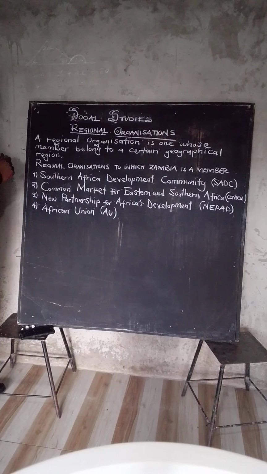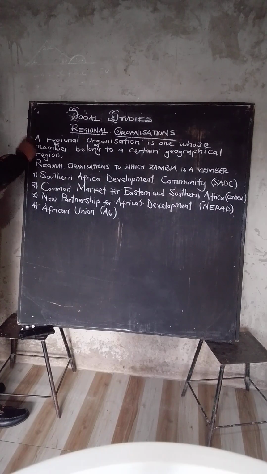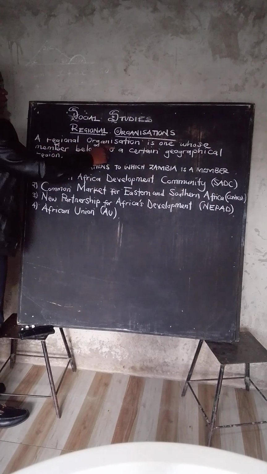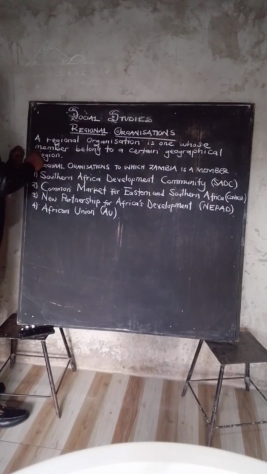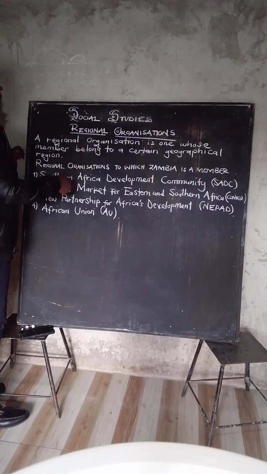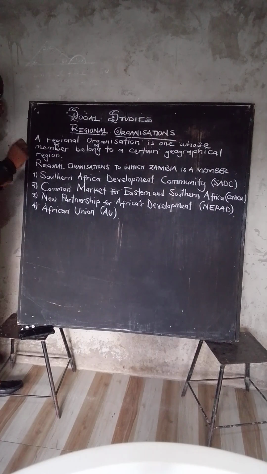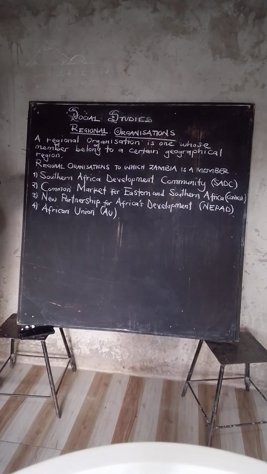A regional organization is an organization whose members belong to a particular geographical region. Now, there are a lot of regional organizations, but in this discussion we're just going to focus on regional organizations to which Zambia belongs. We have basically 4 regional organizations to which Zambia belongs.